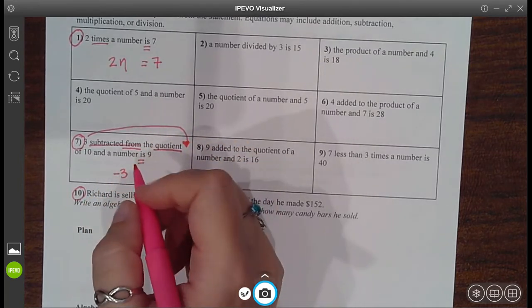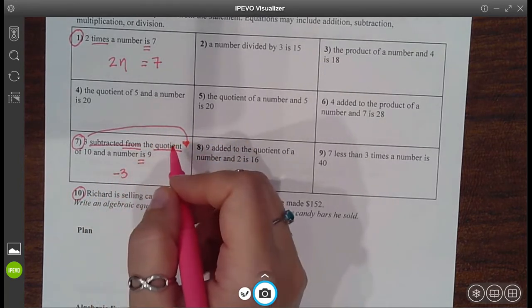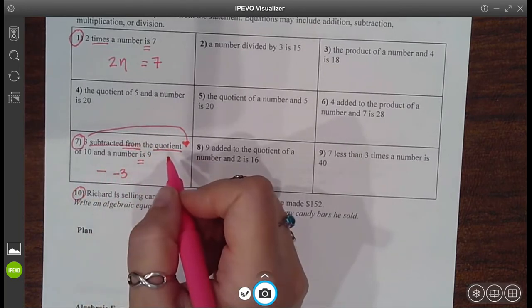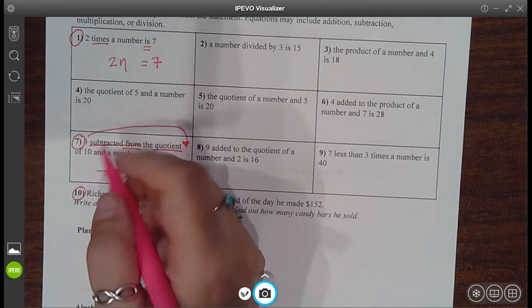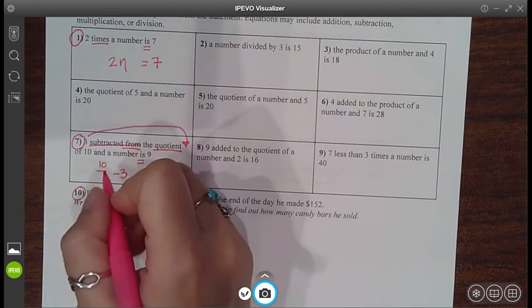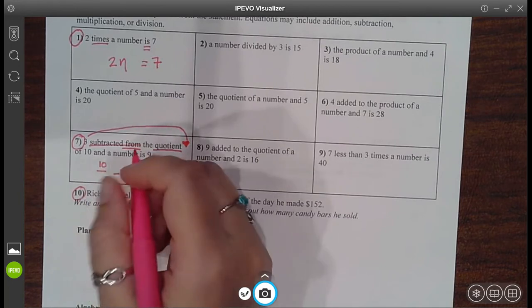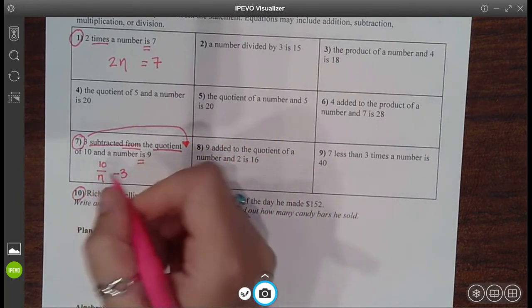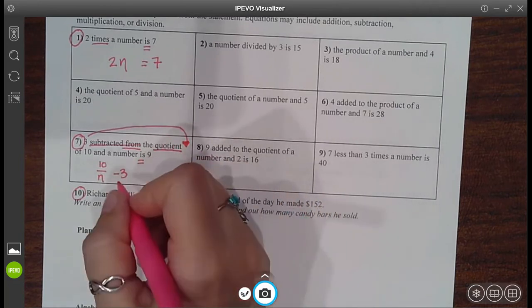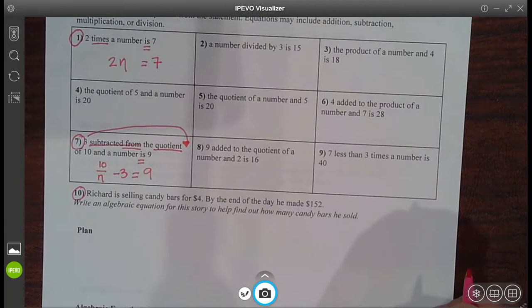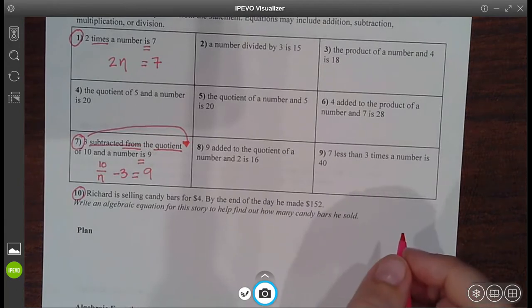And what am I subtracting 3 from? I'm subtracting it from the quotient. So I'm dividing what? And whenever you have the word quotient, whatever comes first is on top, and it's being divided by the second thing after the word and. And we don't know what it is. It just says a number. So you can use any letter. I'm going to use an N. Okay, that is, so equals 9. There you go. I wrote my equation as I read it.